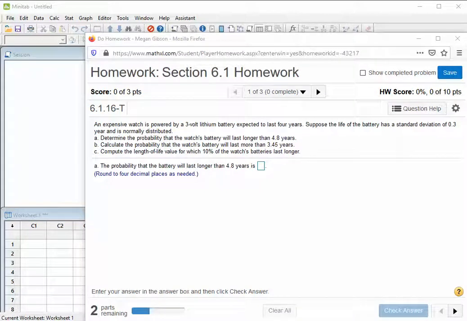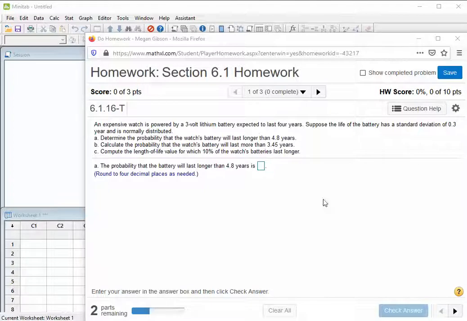In this video, we're going to use Minitab 18 to find normal probabilities. We're going to do this homework problem as an example. It says an expensive watch is powered by a 3-volt lithium battery expected to last 4 years. Suppose the life of the battery has a standard deviation of 0.3 year and is normally distributed. Determine the probability that the watch's battery will last longer than 4.8 years.